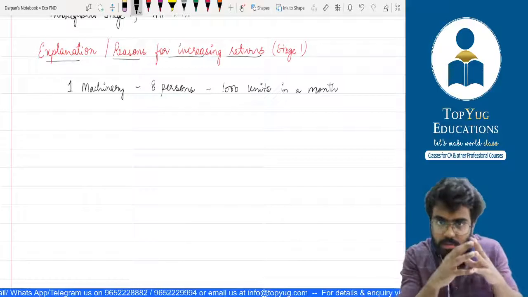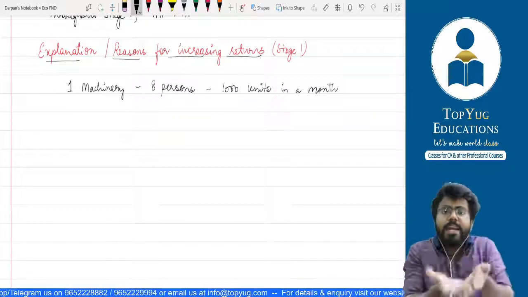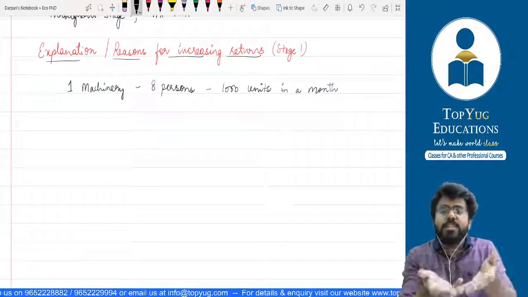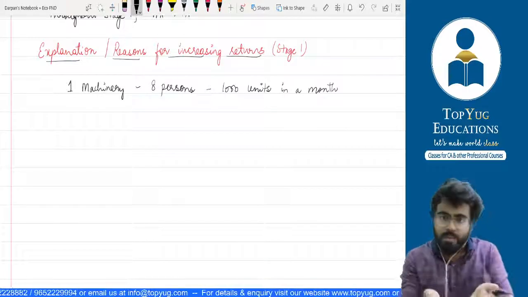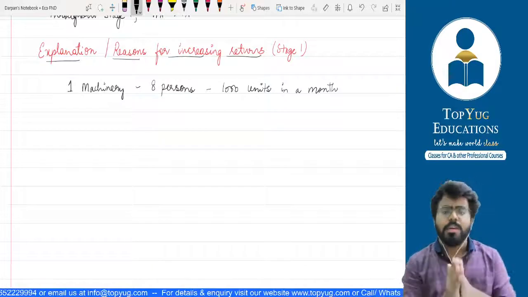Alright, so this is your relationship between input and output. What are your inputs? Input is your 8 persons working on that. 8 laborers is an input. One machinery is an input. Your time, your 1 month, is also an input. Correct? What is the output? Output is 1000 units. Okay?